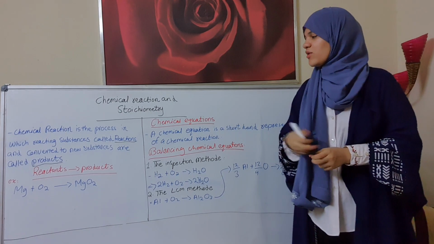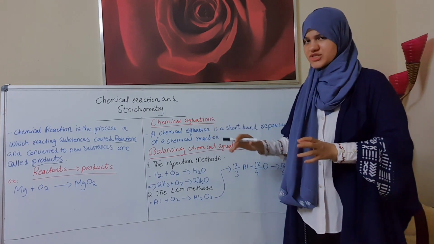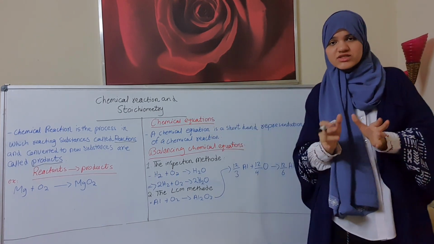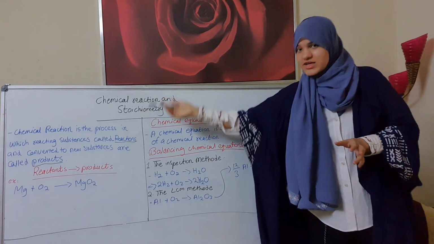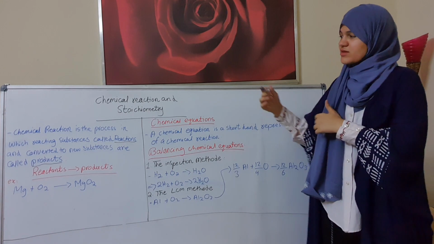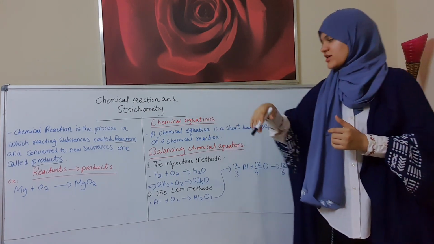Now we will go to chemical equations. First of all, a chemical equation is a shorthand representation of a chemical reaction. It is a shorthand that represents the chemical reaction.